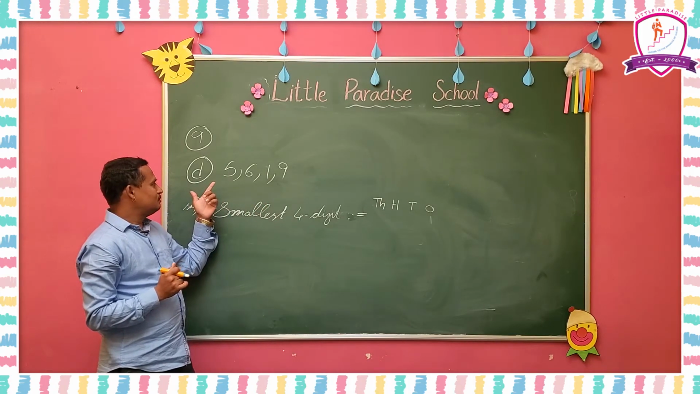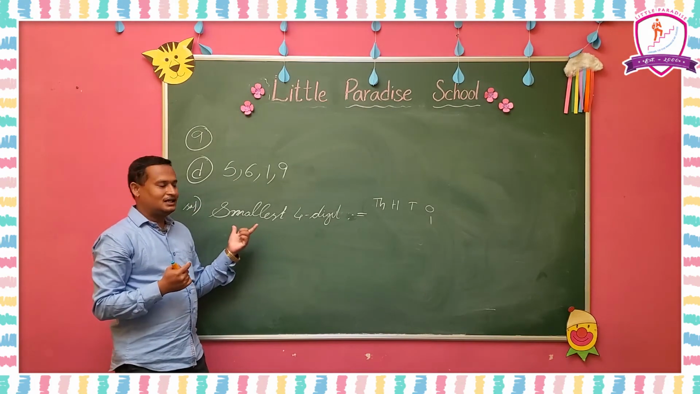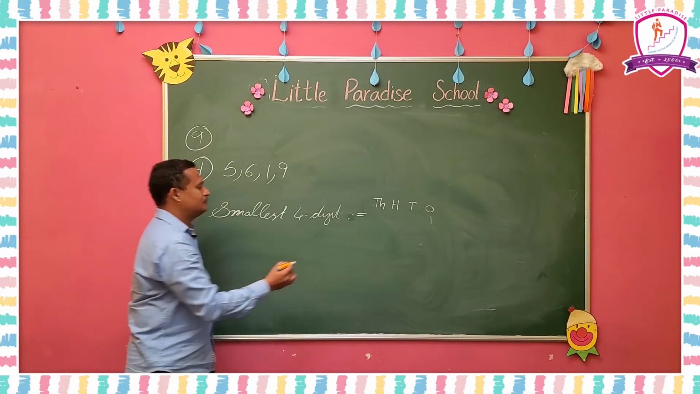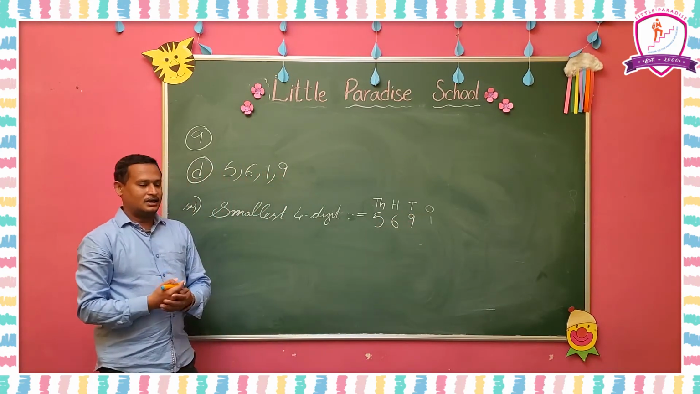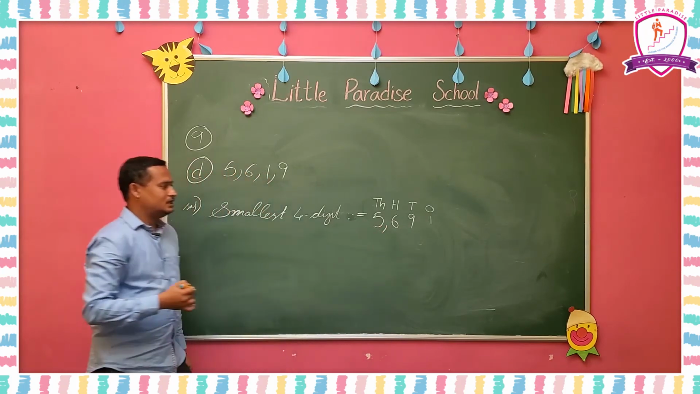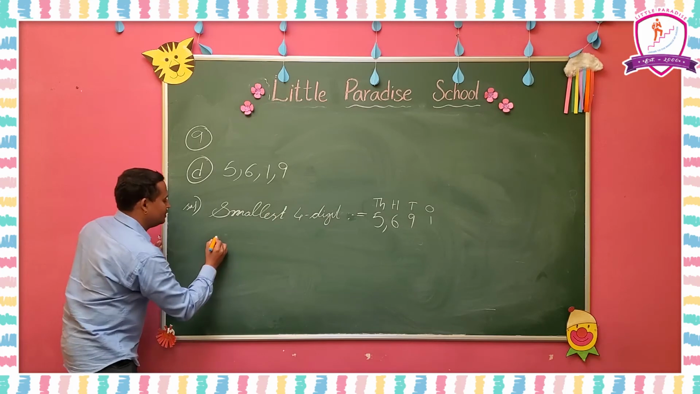What is the smallest number here? We have to arrange in ascending order. What is the smallest one here? 5. 5, 6, 9. Like this you have to arrange. So this is the smallest 4-digit number. Next, the greatest 4-digit number.